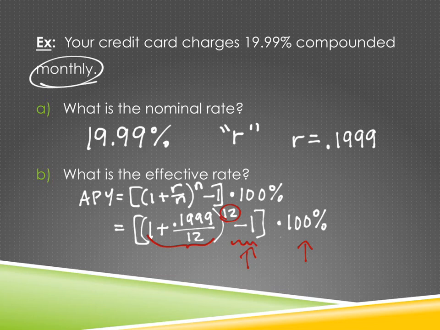And what you end up getting is 21.9271150, something like that, right? Your calculator says that. So we will say that this is 21.927%.